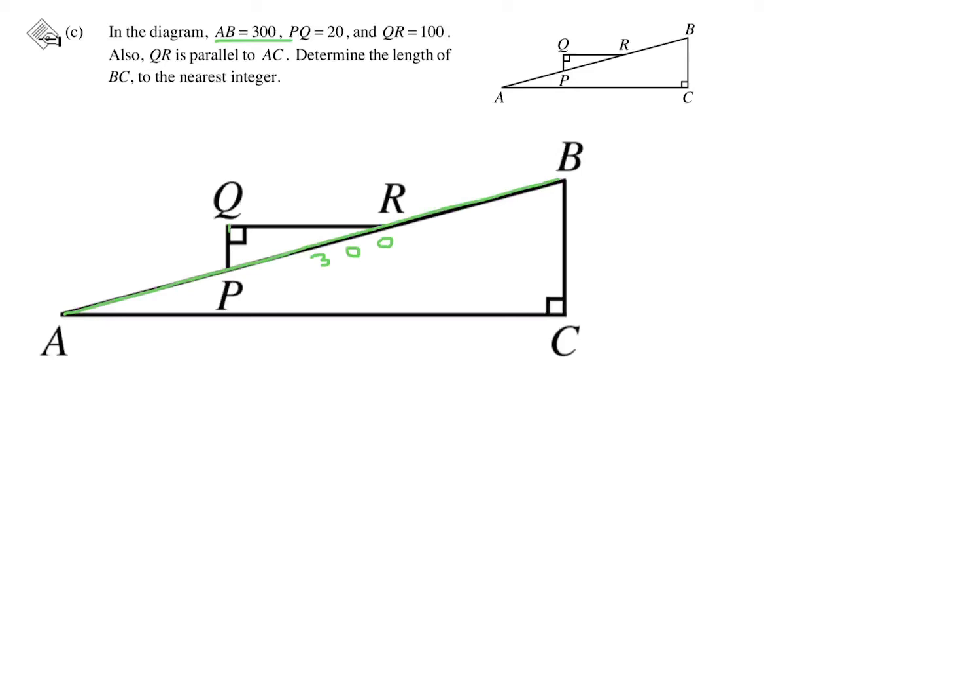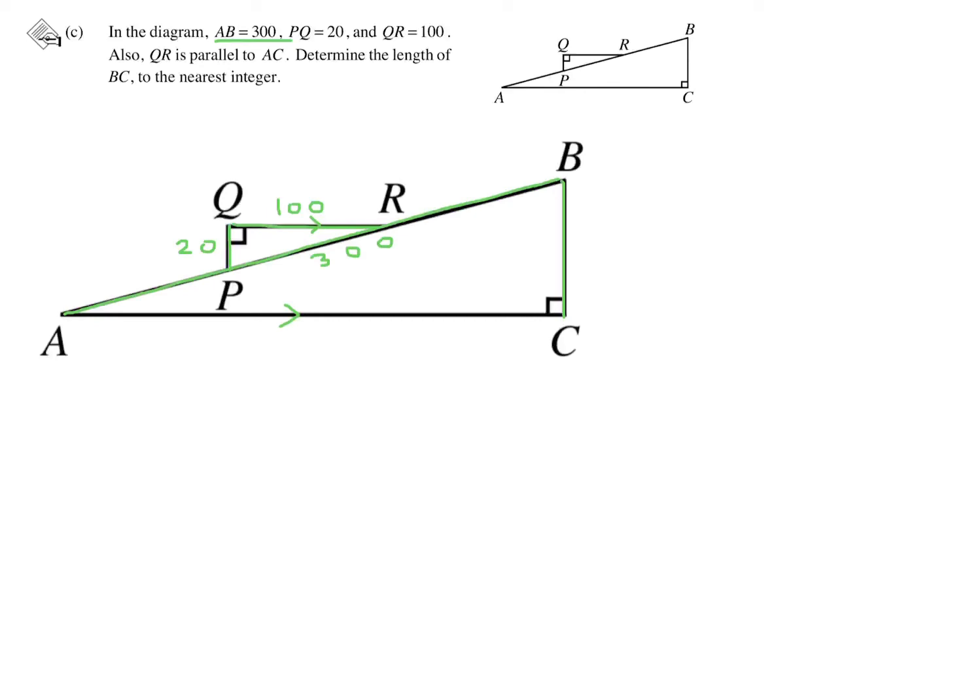PQ is this small area, and that's 20. And then QR is that side, and that's 100. All right? And QR is parallel to AC, like that. And they want you to figure out BC right here. Okay? So let's see, what can we label.